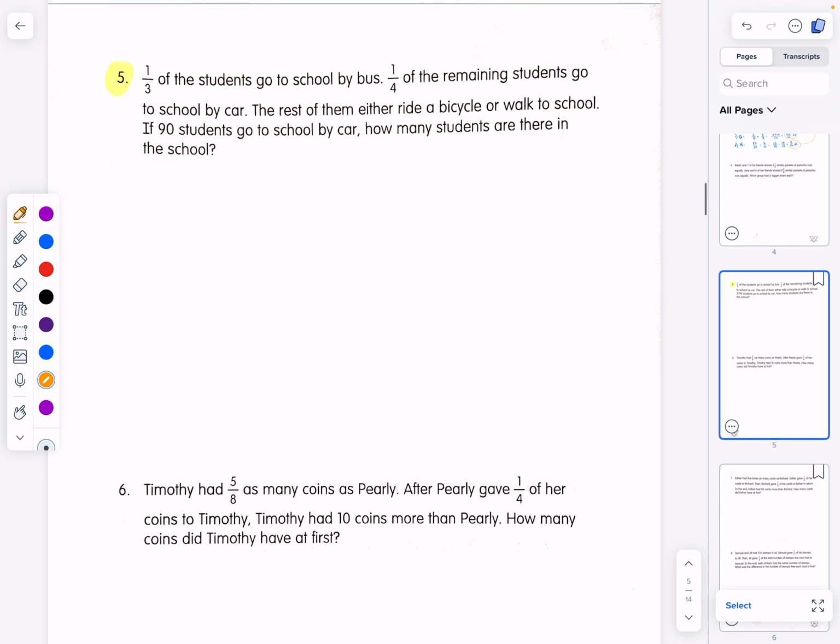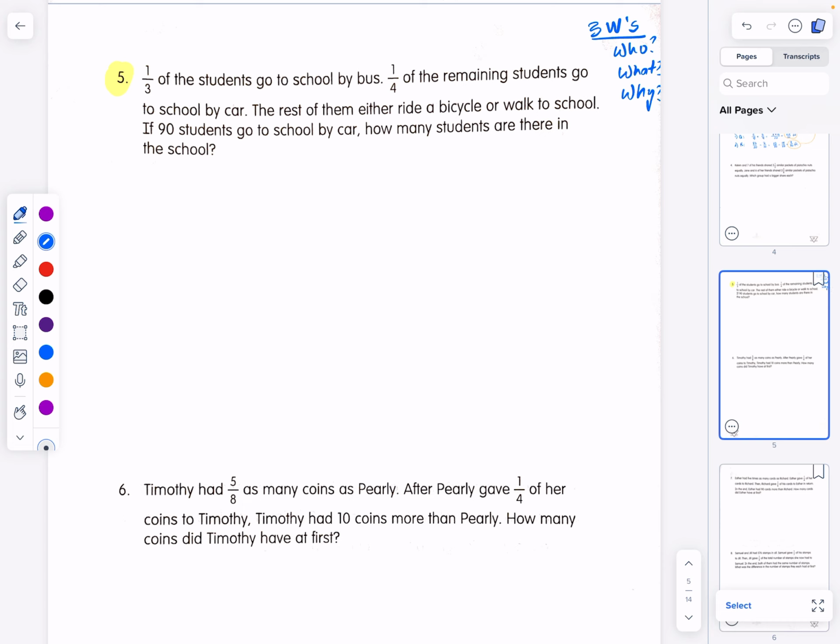Remember, the 3 first steps to problem solving is the 3 W's. Whenever it's applicable, you can ask yourself, who is the problem talking about? What is the problem talking about? And why am I solving it? Which is basically, what's the question they're asking us to answer?